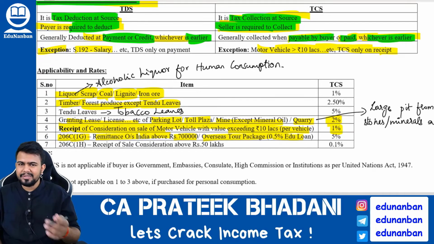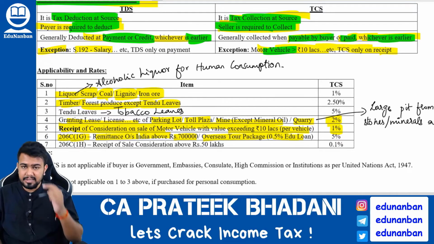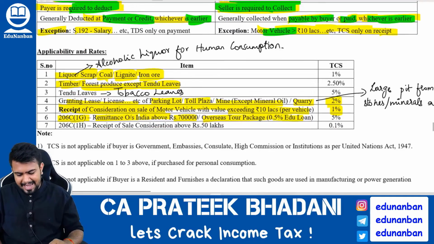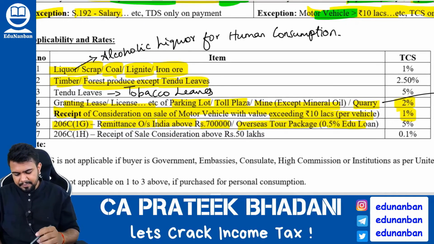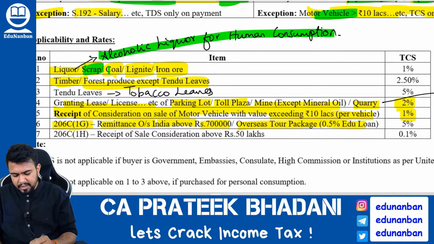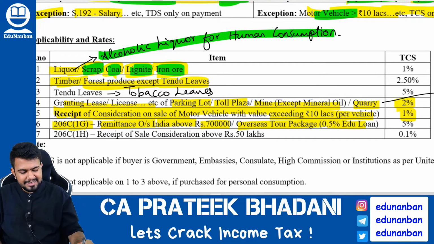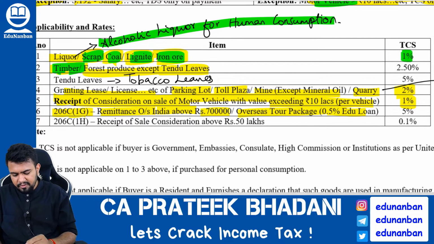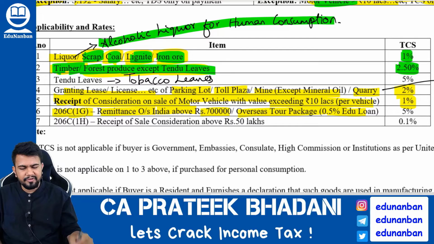Here also there are certain exceptions. Now let us see the different types of applicability and rates of TCS. Firstly, in case of alcoholic liquor for human consumption, scrap, coal, lignite and iron ore, for all these items TCS is 1%. Next, for timber and forest produce except tendu leaves, the rate is 2.5%.